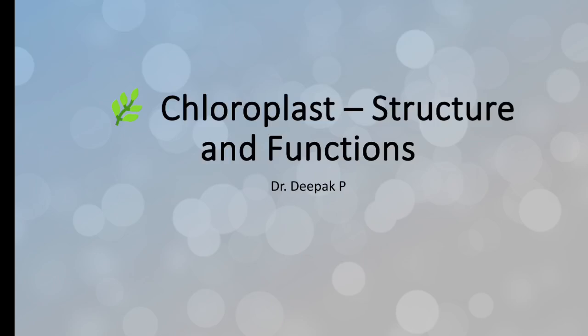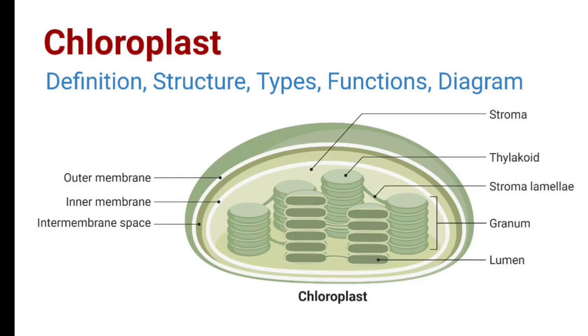So in this video, we are going to discuss the chloroplast, its structure and functions, in a detailed way. So what is meant by chloroplast? Chloroplast is an important cellular organelle which you can find only in the plant system. Only in plant cells is this chloroplast present.